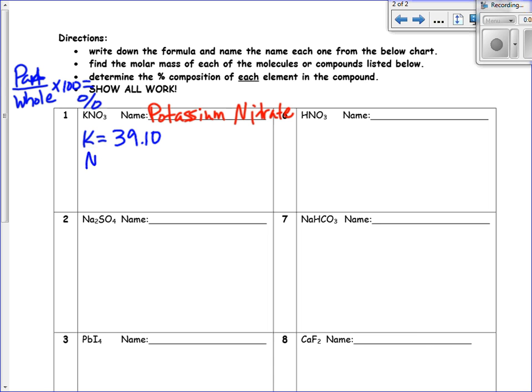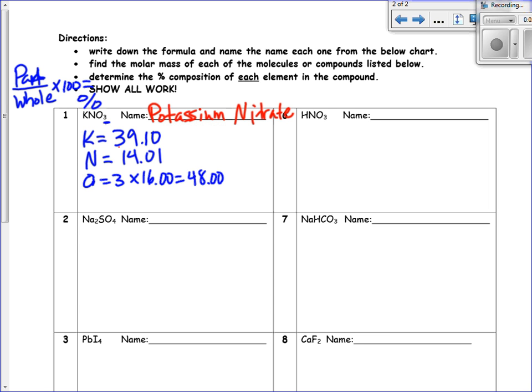Okay, then we have nitrogen. What's nitrogen's mass? That would be 14.01. Remember, we're doing all of our masses to the hundredth, which is 2 place values to the right, so you need to round to 2 place values to the right. And then oxygen. However, oxygen has 3 atoms in the compound, so we're going to multiply oxygen by 3. So O equals 3 times 16.00, which gives us 48.00.